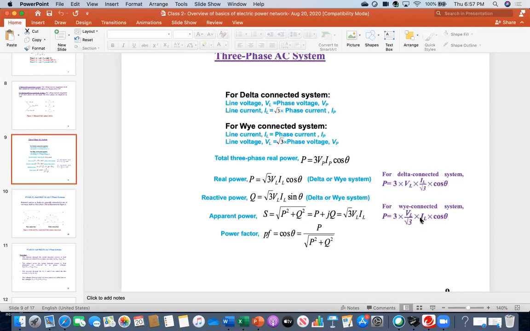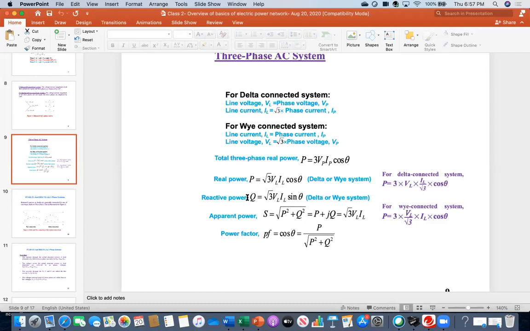And then do the same for the Y system, I did it here. Apply these rules. Again, you will be getting root 3 VL IL cos theta. So that's why I said this is valid for both delta and Y systems. The same thing goes for the reactive power, Q equals root 3 VL IL sin theta. So you know the difference between real power and reactive power.